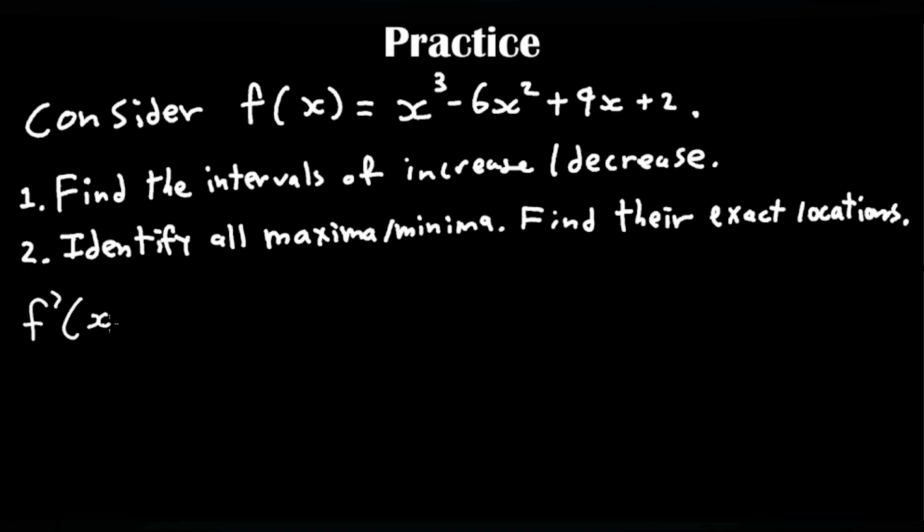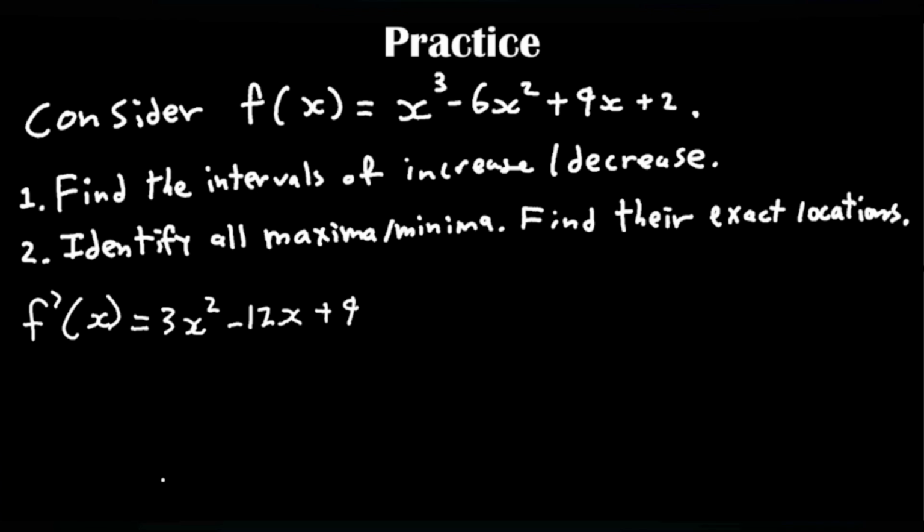This is just a simple power rule. The derivative of x cubed is just 3x squared by the power rule, minus 6x squared. We multiply that 6 and 2, so minus 12x. And then the derivative of 9x is just 9. And the derivative of plus 2 is just a constant, so it's 0.